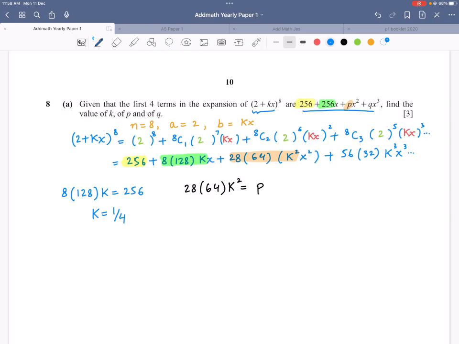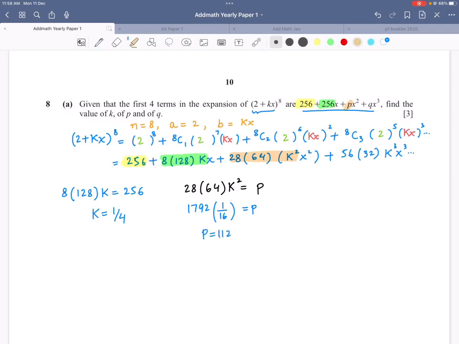I am going to place the value for k here. So 28 times 64 is 1792. k square, 1 over 4 square, is 1 over 16, equals p. So divided by 16, p is equal to 112.